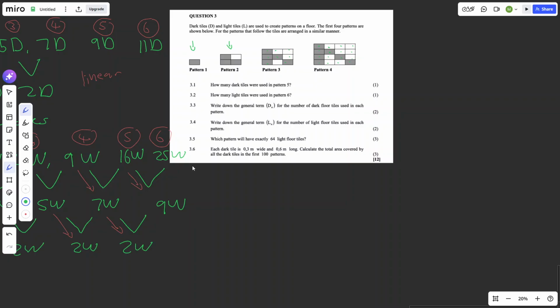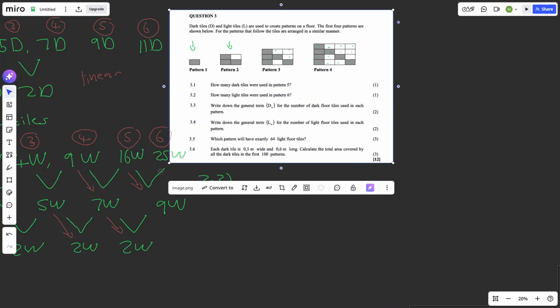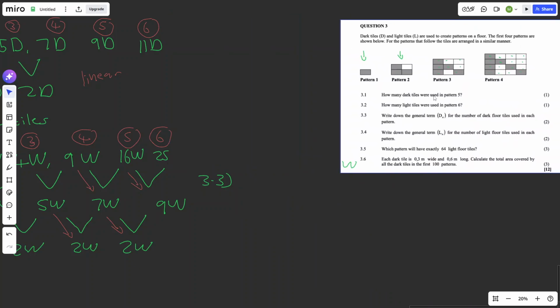So next question is 3.3. Now in 3.3, let's maybe just move this to the right.